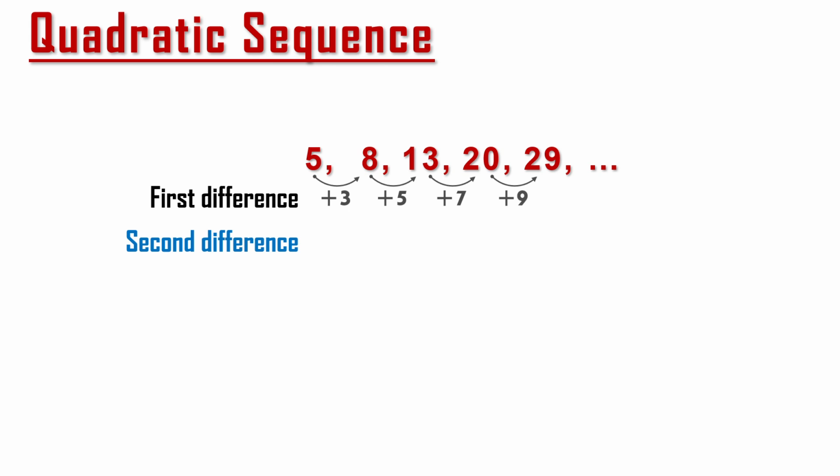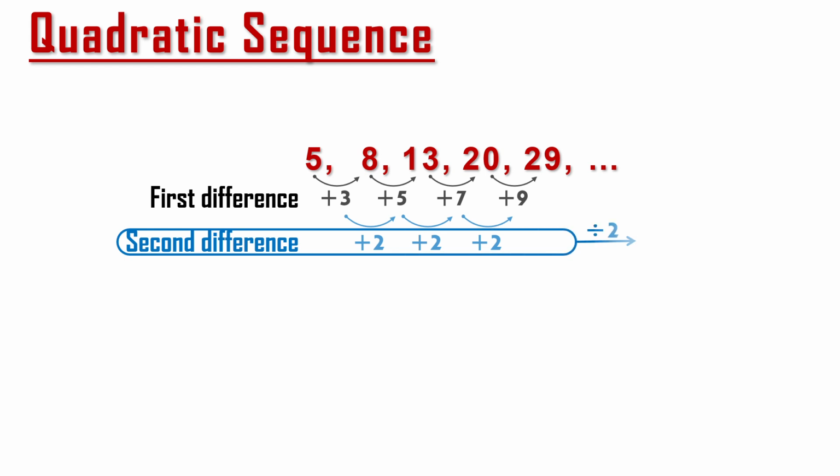Next, we calculate the second difference by subtracting these results. 5 minus 3 is 2, 7 minus 5 is 2, and 9 minus 7 is also 2. Since the second difference is constant, we know this is a quadratic sequence. Here's a shortcut. Whenever the second difference is a constant, divide it by 2 to get the coefficient of the leading term, or n squared. In our case, 2 divided by 2 gives us 1, meaning our sequence will include n squared.